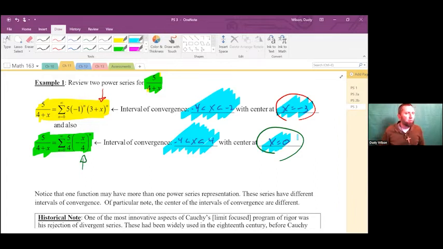Notice that one function may have more than one power series representation. These series have different intervals of convergence. And of particular note, the center of the intervals of convergence is different, right? Both at 0 and negative 3. And so this is our first hint of this idea of a center of an interval of convergence, which is going to be a big thing in our next topic, the Taylor series.